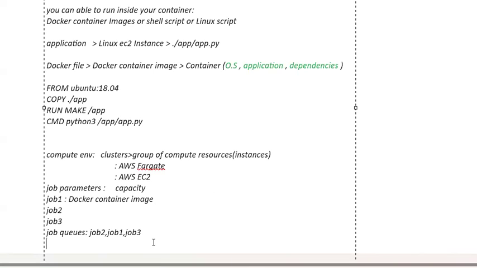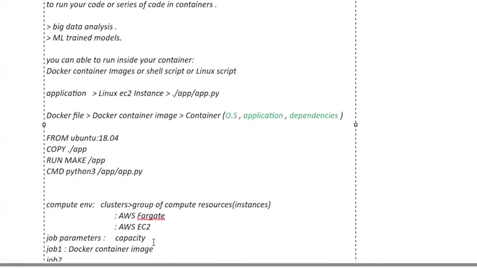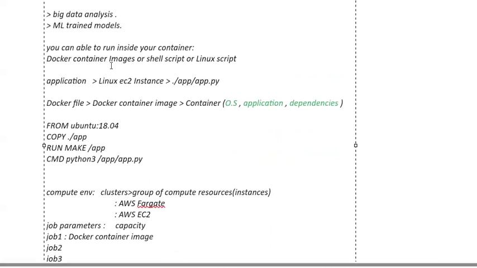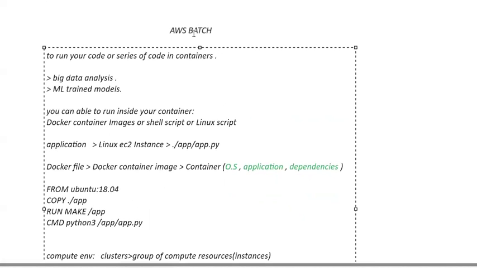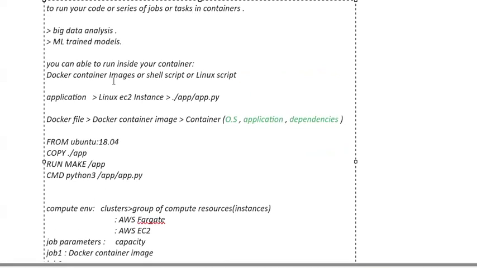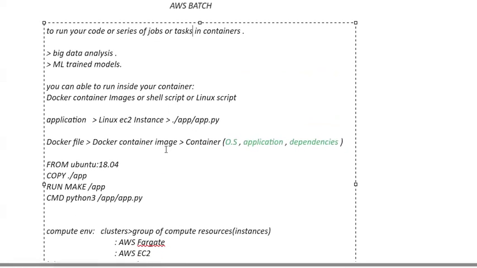So it is very important to know one more important point about this batch. Till now, what you have learned is where you use this batch, that is in big data analysis or ML trained models. You can use this batch if you want to process a series of jobs or tasks, right? Yeah. So what type of code can you run? You can run Docker images, shell scripts, or Linux scripts.